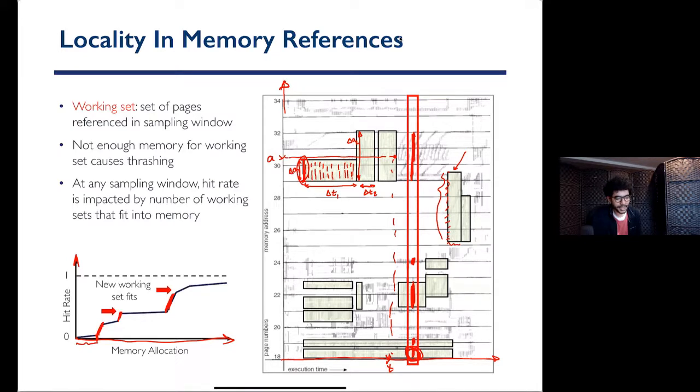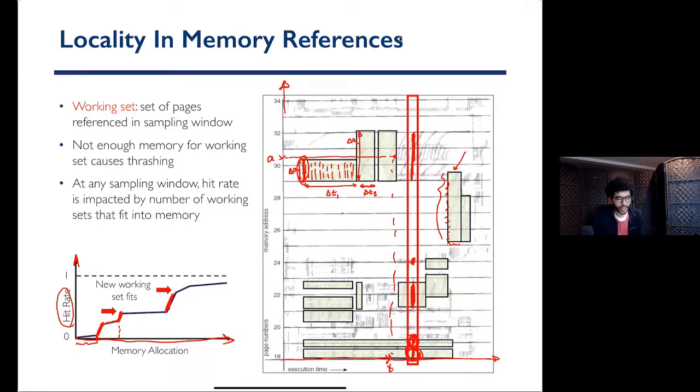Now, I need to give another chunk of memory to bring my other working set. While I'm increasing my memory, at some point it can fit my next working set, and then my performance again jumps. Don't be confused, I'm using hit rate and performance interchangeably, because if my hit rate is high, then my performance is high too. And if my hit rate is low, my performance is low too.